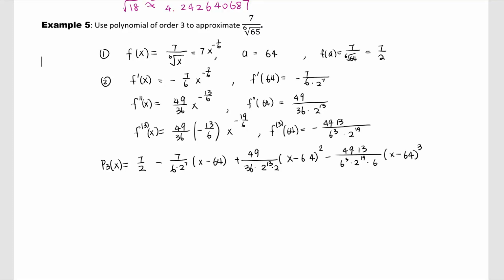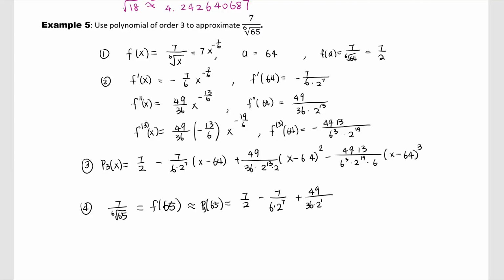Okay, so next step, our x is 65. We plug it in. So we have 7 over 2, and 65 minus 64 is 1. So minus 7 over 6, 2 to the 7, plus 49 over 36, 2 to the 13, and then minus 49 times 13 over 6. We can combine the 6s, so that's 6 to the 4th, 2 to the 19.